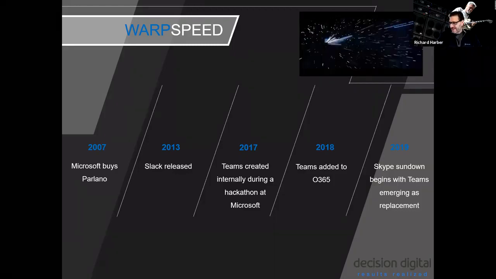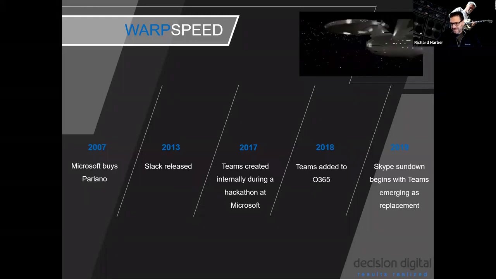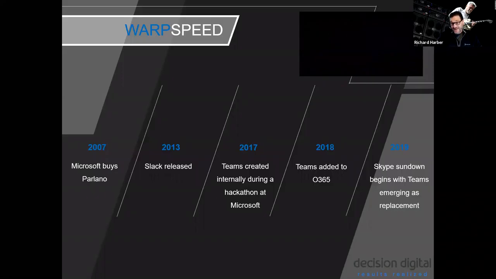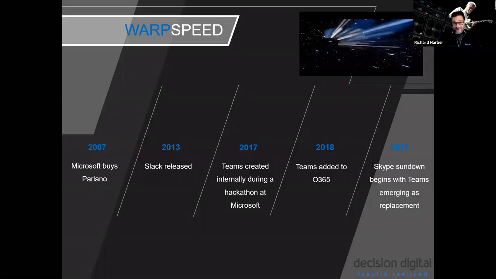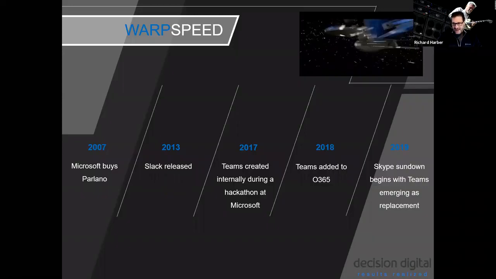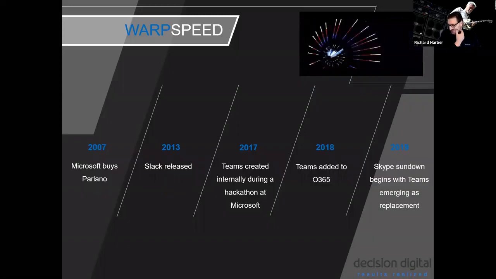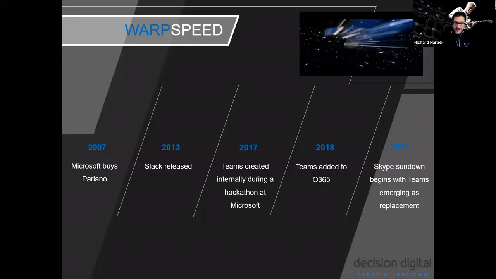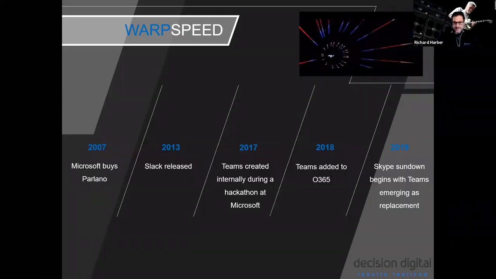But the reason that I find it very interesting is that you can see when Microsoft actually got into the chat business back in 2007, and it was actually before Slack was released in 2013. As time went by, they continued to add more features and capabilities. They added into Teams in 2018. And then in early 2019, they announced that they were going to take Skype's chat features, the video conference features and such, and start to deprecate those in favor of Teams.